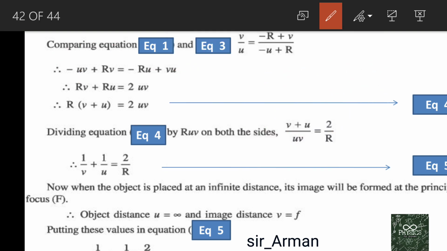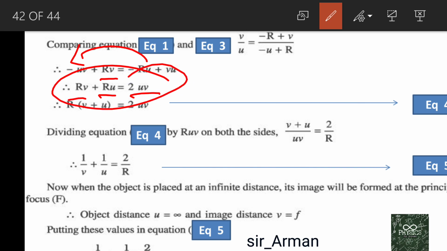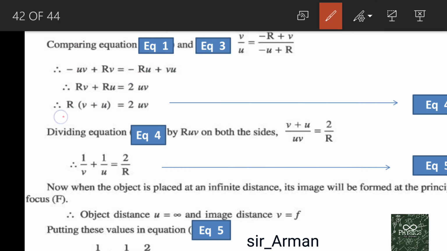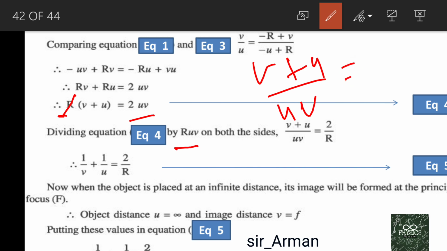So here we have obtained RV plus, it is coming this side, so it is plus RU. So RV plus RU is equal to 2UV. Now R is common from these two terms, so it is R into V plus U is equal to 2UV. Now we will divide this total equation by RUV. If we divide it, R gets cancelled, so we get V plus U by UV is equal to, here UV gets cancelled, why? Because we are dividing with RUV. So we remain with 2 by R.